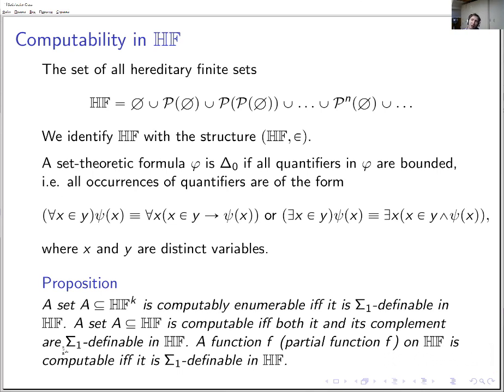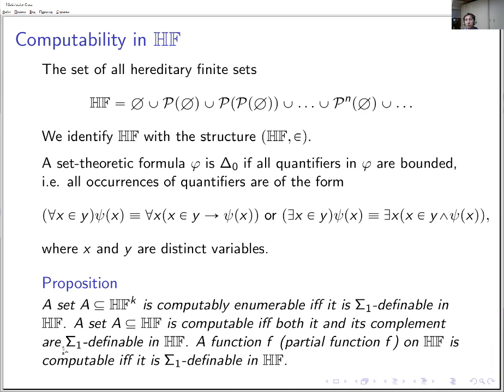So another natural structure where we could consider computability is the structure of all hereditarily finite sets. Let me remind you, hereditarily finite sets are sets such that they themselves are finite and all the elements are finite, all the elements of the elements are finite, and so on. Or it could be defined by induction.